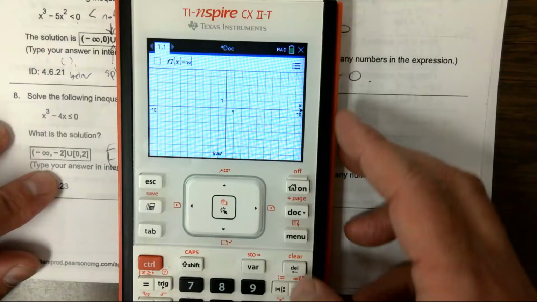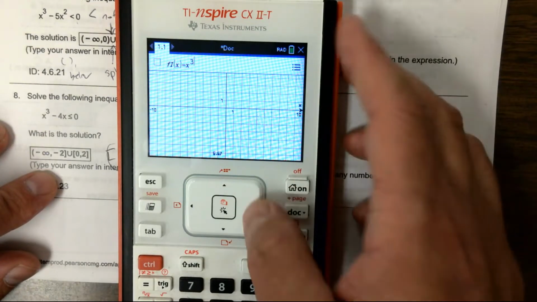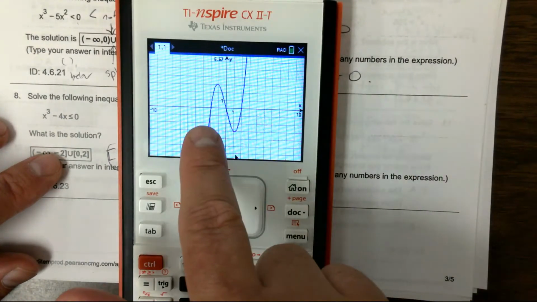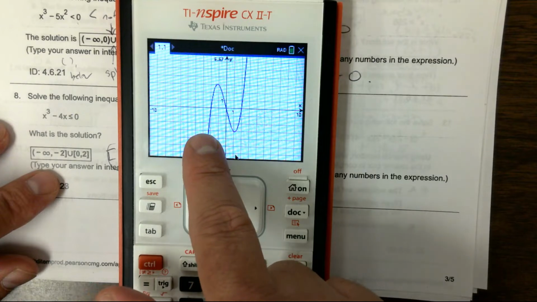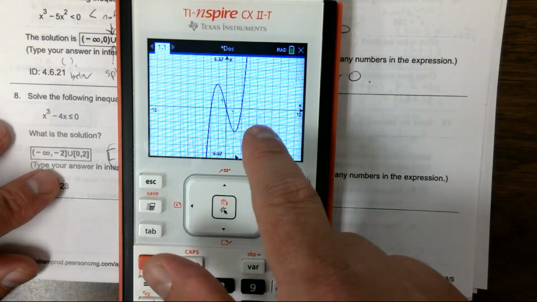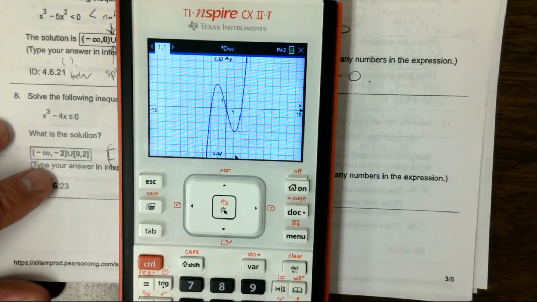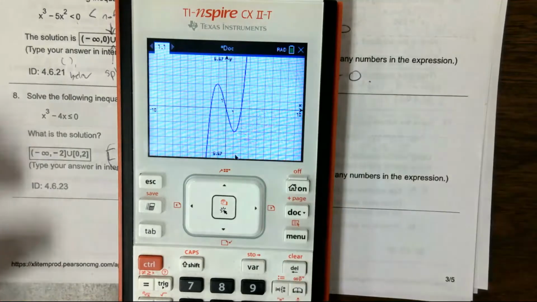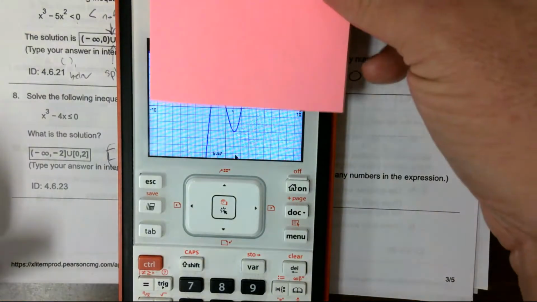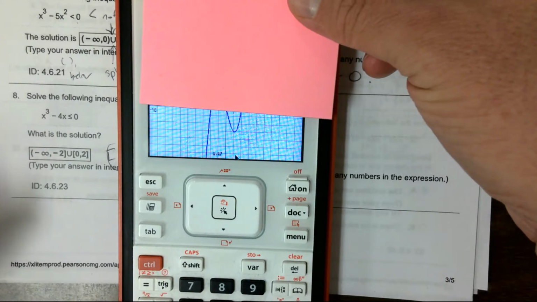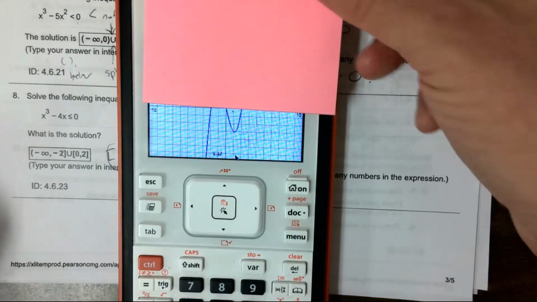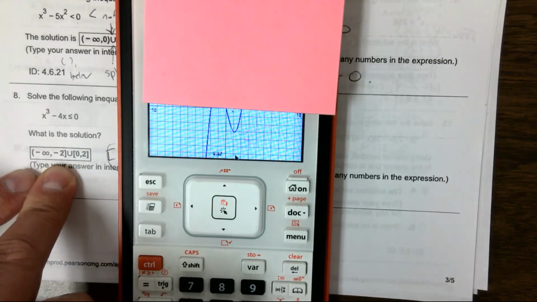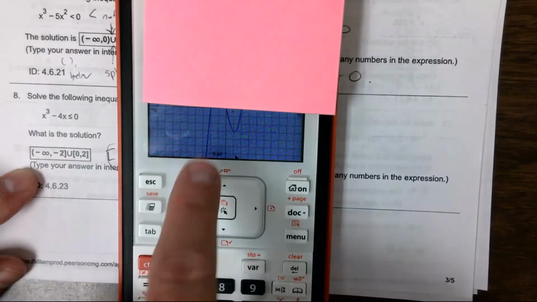X, oops, I put W, x to the third power minus 4x, enter, and it's below here and also between 0 and 2. So from negative infinity to negative 2, stop, and then there. If you want to, take a little sheet of paper, whatever, and you can see that's the area we're interested in. So anything left of negative 2, make sure on that negative 2 you put a bracket, and then from 0 to 2 with brackets.